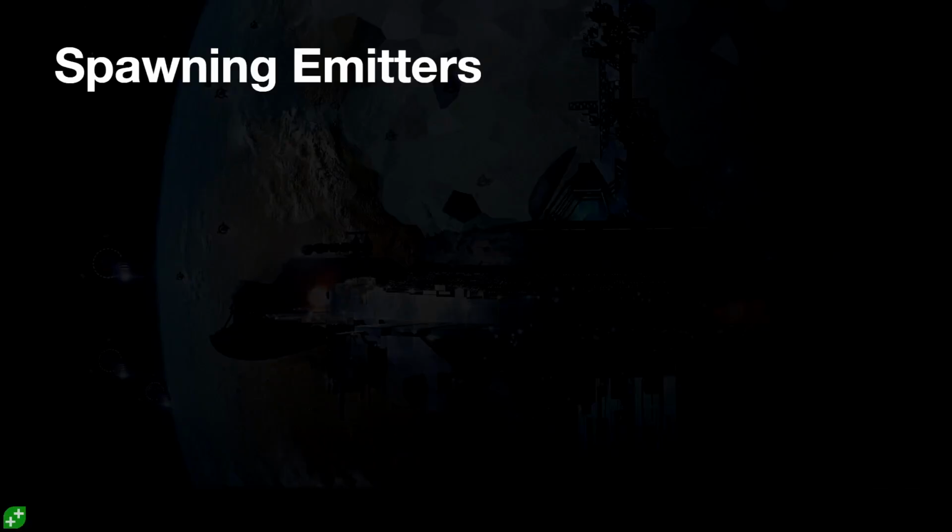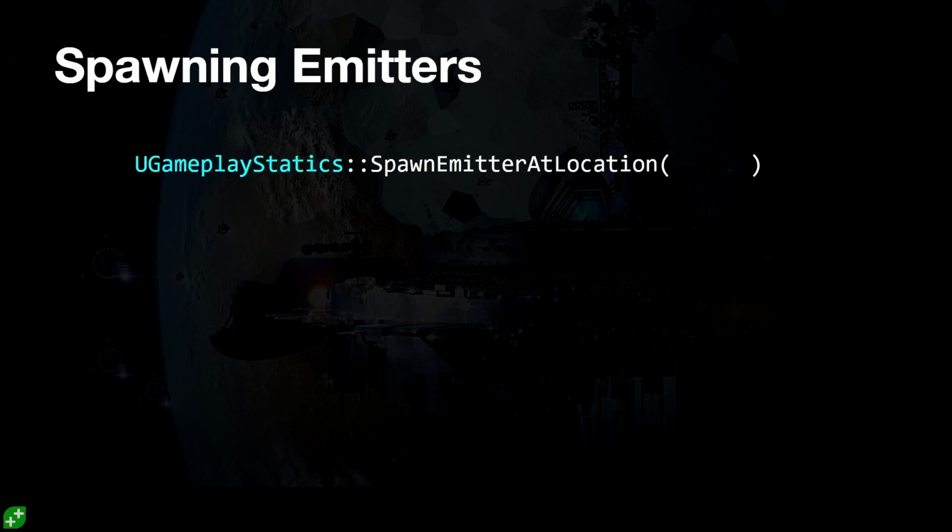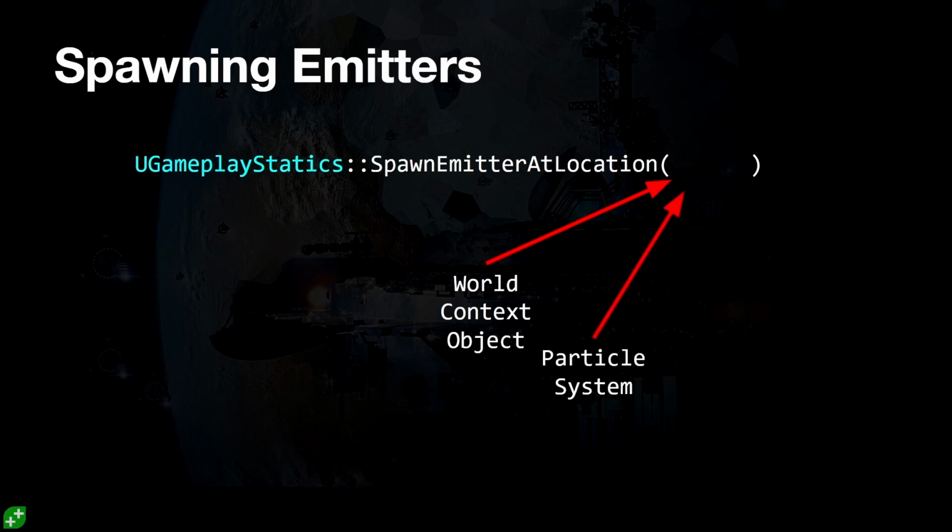So since we know we need to call spawnEmitterAtLocation to play a particle system, we can do this in the onHit function. We know the first parameter is a world context object, and we already know how to handle that. We know that it takes a particle system, and we have a particle system variable that we can pass in. We also know that we need a location and a rotation, and we know how to get those for a given actor using getActorLocation and getActorRotation.